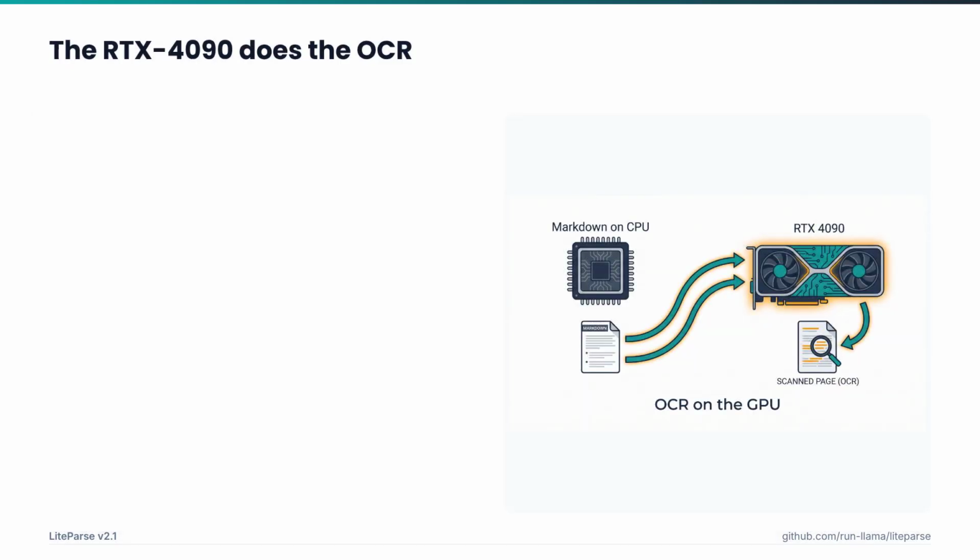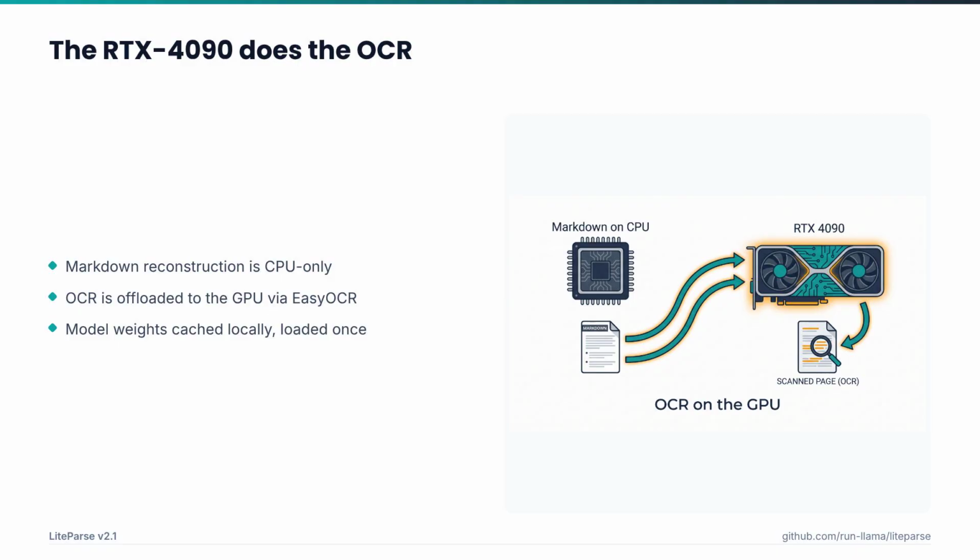A quick word on hardware. The Markdown reconstruction itself is pure CPU work. The optional OCR, however, is offloaded to the graphics card. In this setup, an EasyOCR server runs on an RTX 4090, with the English and Arabic models cached locally and loaded once. Everything stays on device, fast, private, and free of any cloud bill.